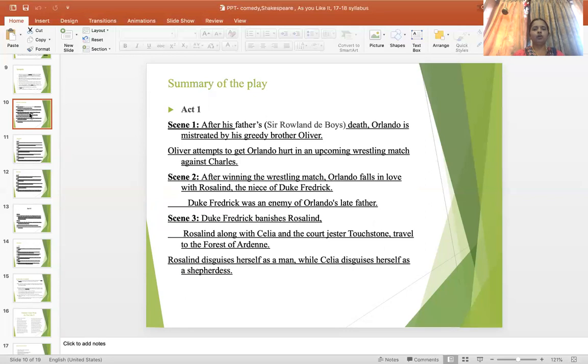In Scene 2, after winning the wrestling match, Orlando falls in love with Rosalind, the niece of Duke Frederick. Duke Frederick was an enemy of Orlando's late father. In Scene 3, Duke Frederick banishes Rosalind. Rosalind, along with Celia and the court jester Touchstone, travels to the Forest of Arden. Rosalind disguises herself as a man, while Celia disguises herself as a shepherdess.